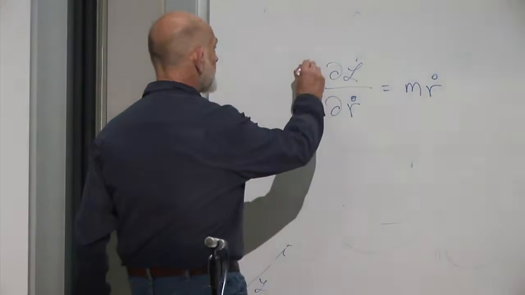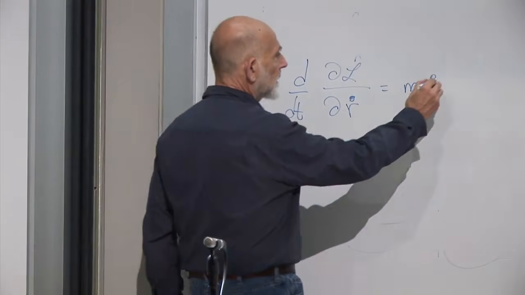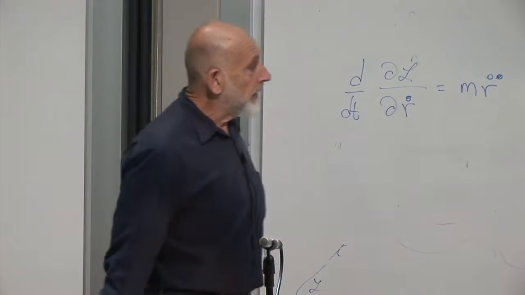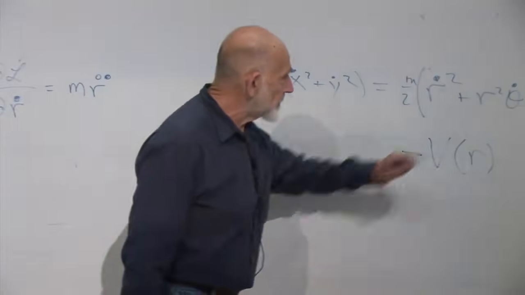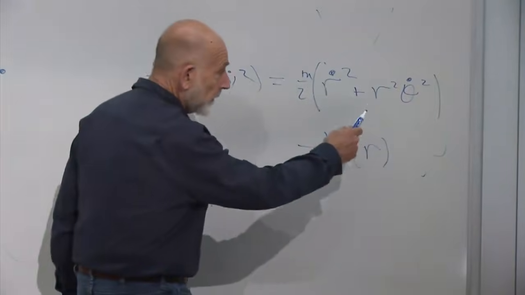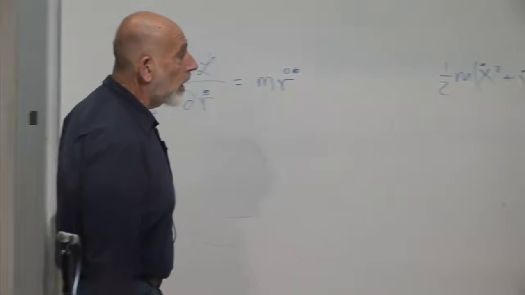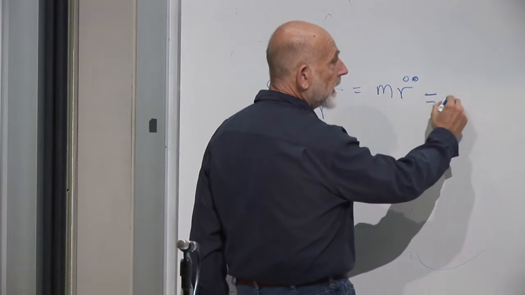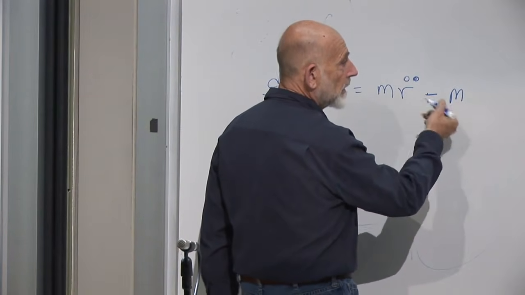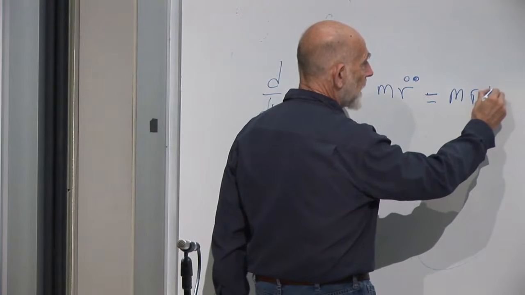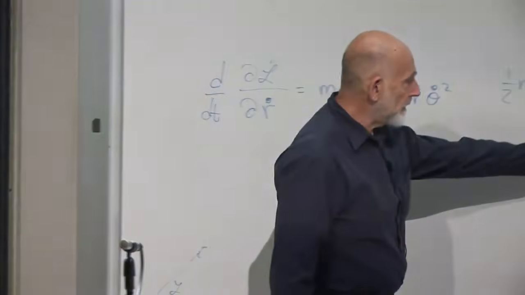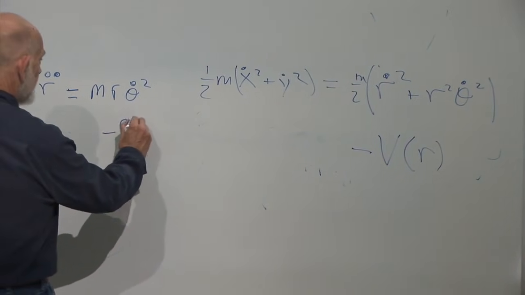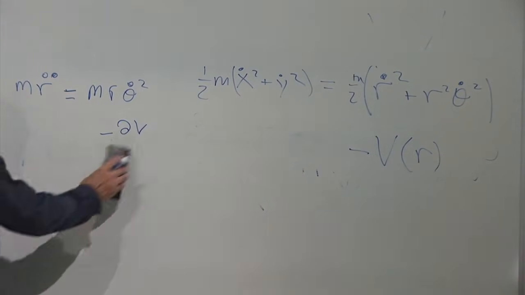We have to differentiate this with respect to time. That gives us m r double dot. What is that? That's the radial acceleration. And it is equal to the sum of two terms. The first term is the derivative of the Lagrangian with respect to r, which looks like it's equal to m r theta dot squared. And then from here, minus dV by dr, the derivative of V with respect to r.